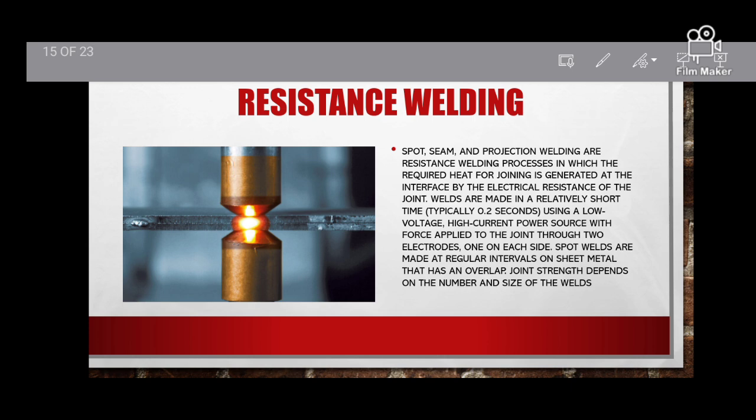Spot welds are made at regular intervals on sheet metals that have an overlap. Joint strength depends on the number and size of the welds.